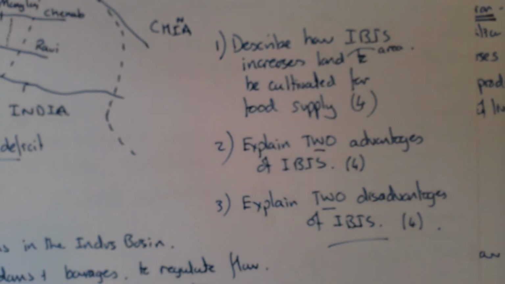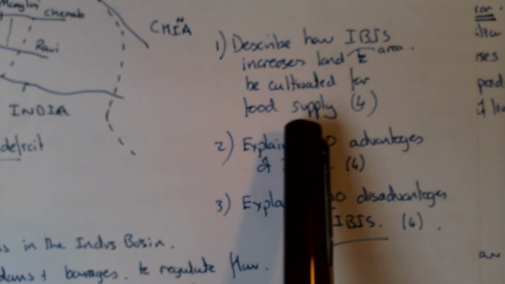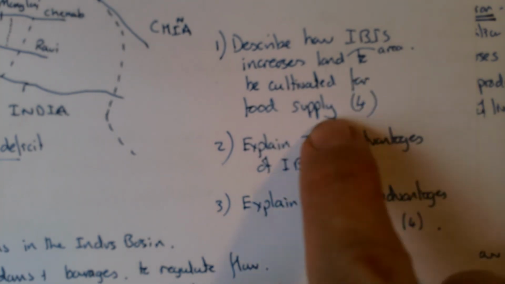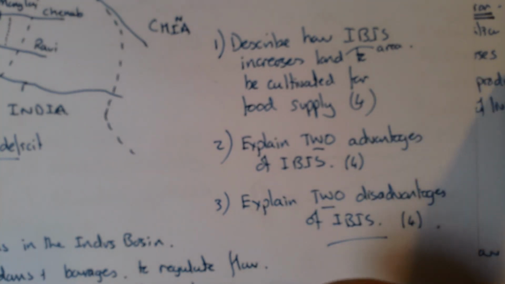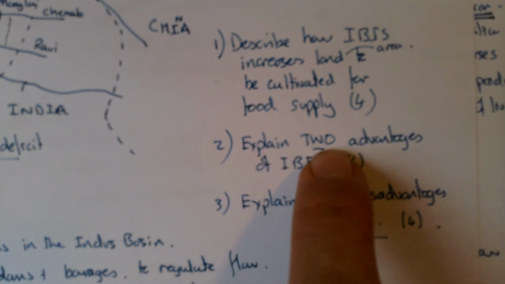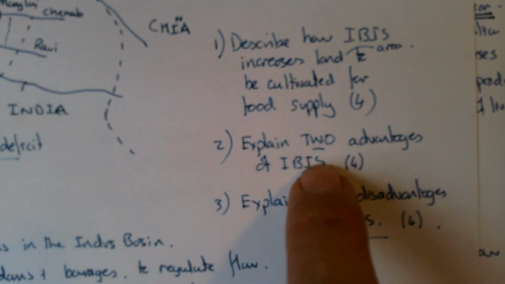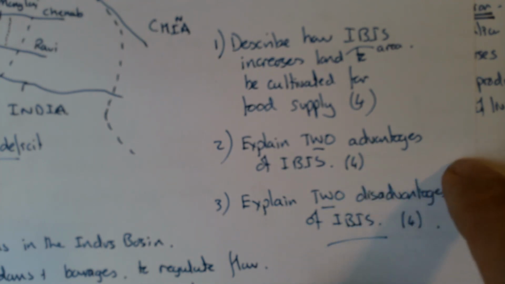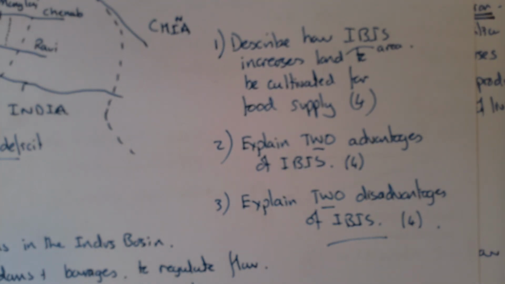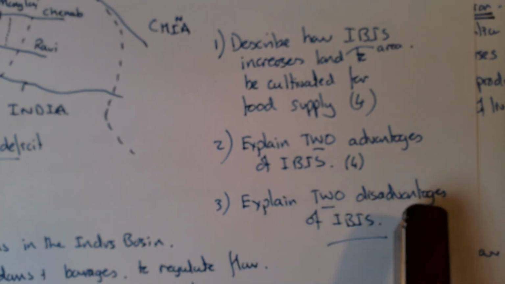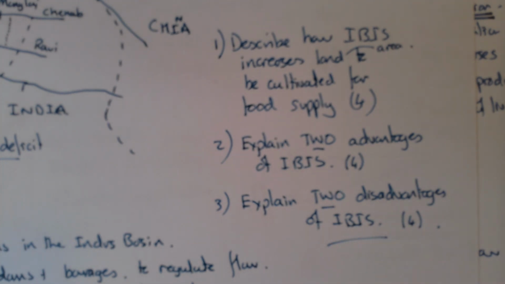So, describe how IBIS increases land area to be cultivated for food supply. 4 marks. What are the facts and figures? 3 major dams, 100 smaller dams, etc. Then, explain 2 advantages of IBIS. You might talk about the increased yield because of 40% increase in land for cultivation, better nutrition. You link all those 3 together, you've got yourself full marks. Explain 2 disadvantages of IBIS. You might talk about the uneven distribution between some farmers. You might talk about salinization and making land infertile.